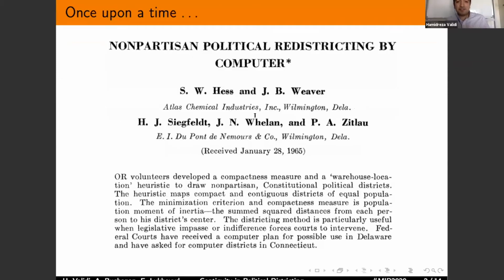Let me start from a story. It's the first districting model in the OR community that Jamie also addressed. It's a non-partisan political redistricting model that was proposed by Hess and his co-authors. In this paper, they just consider population balance and compactness. And the compactness here is actually moment of inertia, okay?